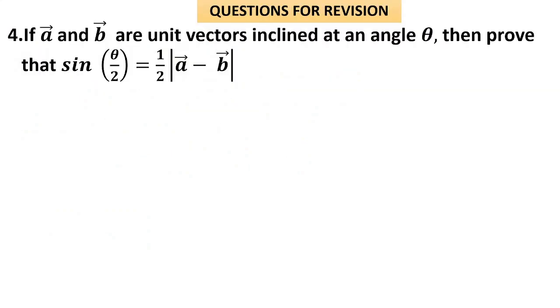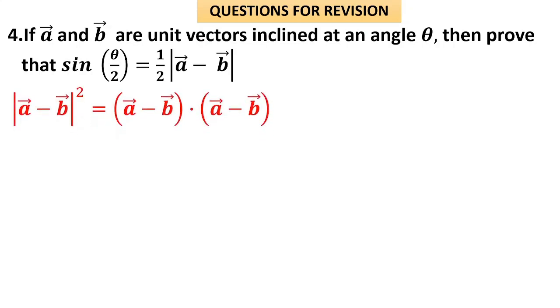Now here we are making use of the definition. If A and B are unit vectors inclined at an angle theta, then prove that sin theta by 2 is equal to half into magnitude of A minus B. We know that we can find only the value of cos theta. Now from that result we are deducing this result. Let us now start with magnitude of A minus B whole square.